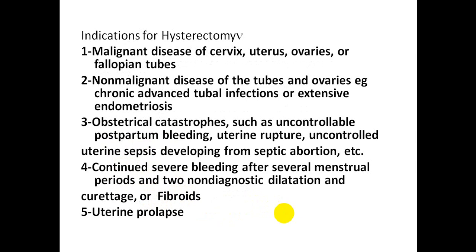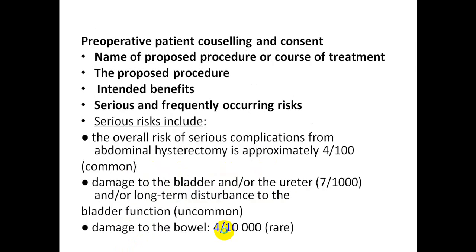Indications of hysterectomy: malignant disease of the cervix, uterus, ovary, or fallopian tube; non-malignant causes such as chronic advanced tubal infection, ovarian complications, extensive endometriosis; obstetrical catastrophes such as uncontrollable postpartum hemorrhage, uterine rupture, uncontrolled uterine sepsis developing from septic abortion; continuous severe bleeding after several menstrual periods and non-diagnostic dilatation and curettage was done; or uterine fibroid, uterine prolapse.